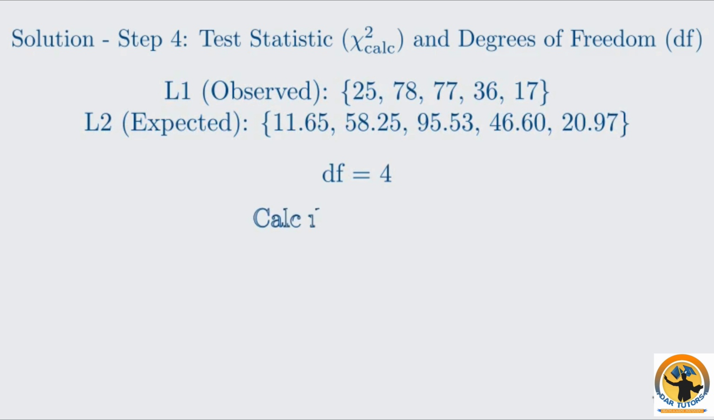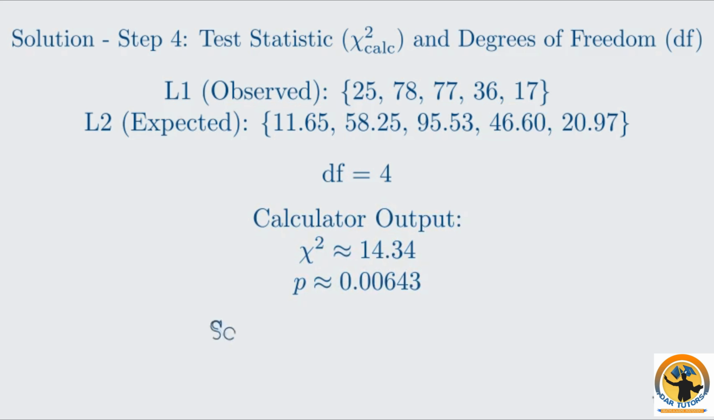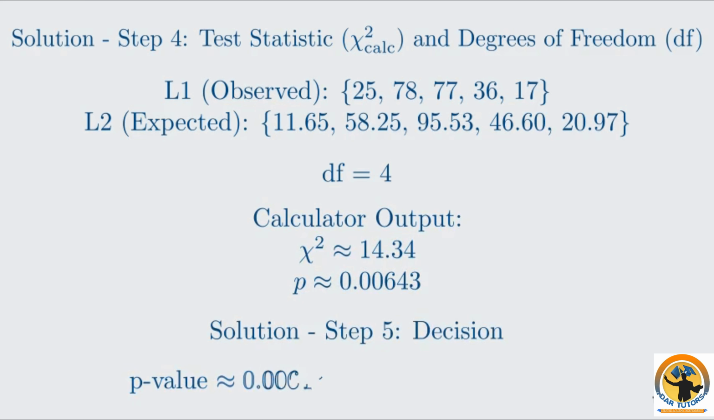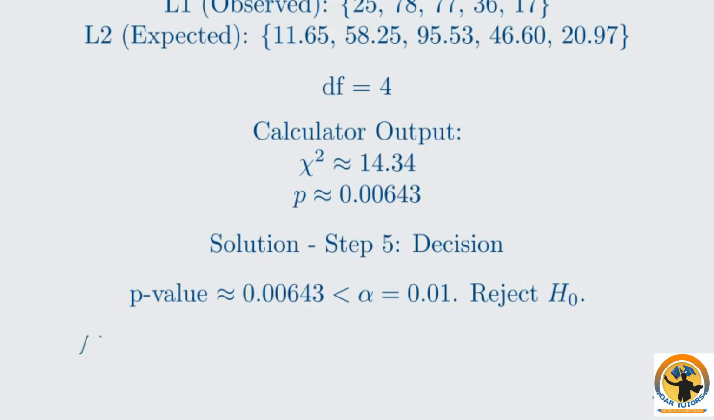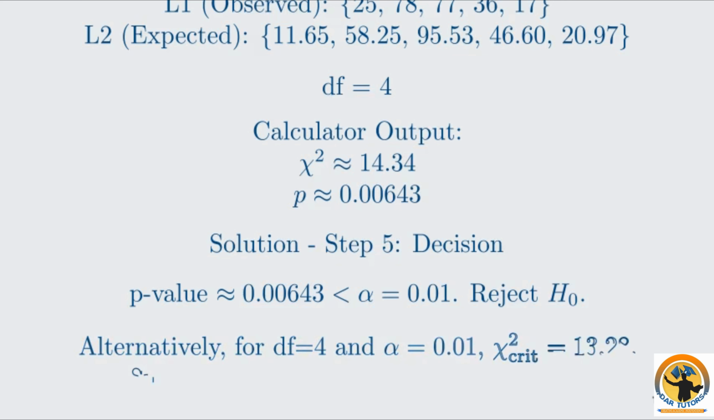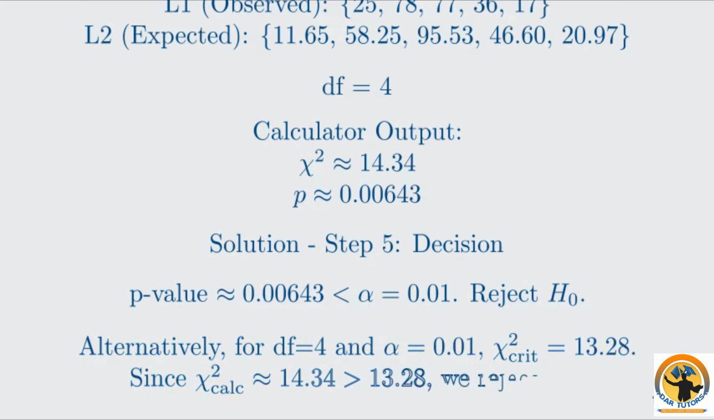The calculator gives us a chi-squared value of 14.34 and a very small p-value of approximately 0.0643. Step 5. Decision. We compare our p-value to our significance level of 0.01. Since 0.0643 is less than 0.01, we reject the null hypothesis. Alternatively, let's look at the critical value. For DF 4 and alpha 0.01, the critical value from the table is 13.28. Our chi-squared calc of 14.34 is greater than 13.28, so we reject H0.